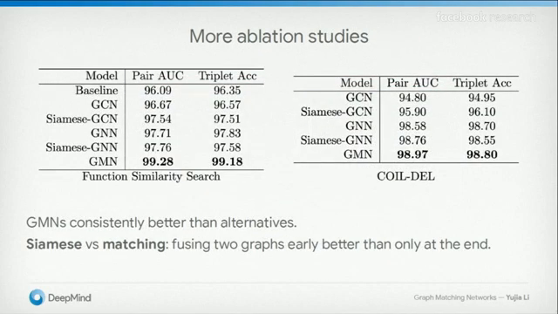We did more ablation studies on the function similarity search as well as the matched graph retrieval tasks. And the experiment results show that the graph matching networks consistently do better than all the other alternatives. And in particular, they're better than the Siamese network architectures, which shows that it is beneficial to merge the information of 2 graphs early on in the model rather than only doing it at the very end.